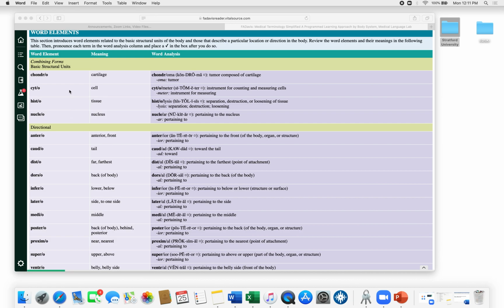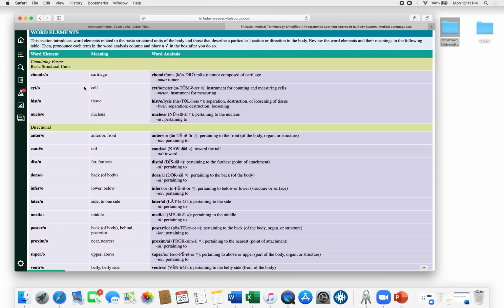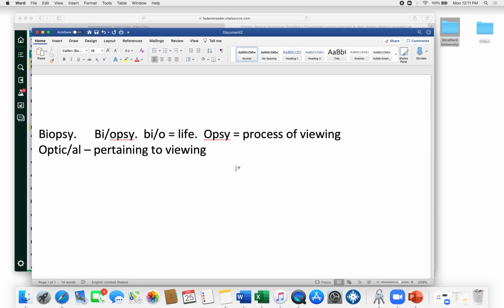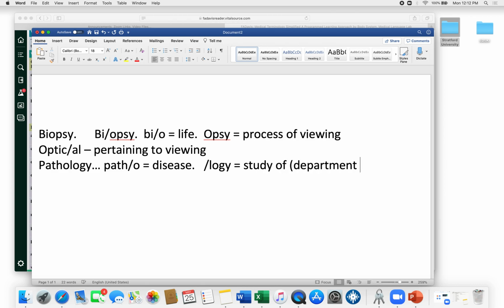Now, remember we talked about cells? So cytology, study of cells. We can also measure cells. Histology, logy, study of tissues. Now, cytology and histology are part and parcel of the department of pathology. Patho, disease. Logy, we already know that suffix now. We saw it a couple of times. Study of, or department of.